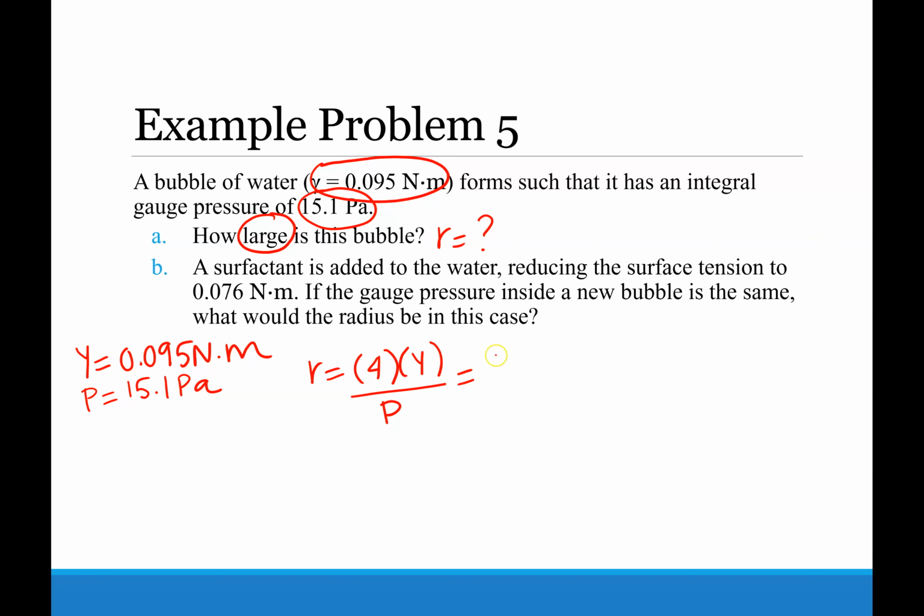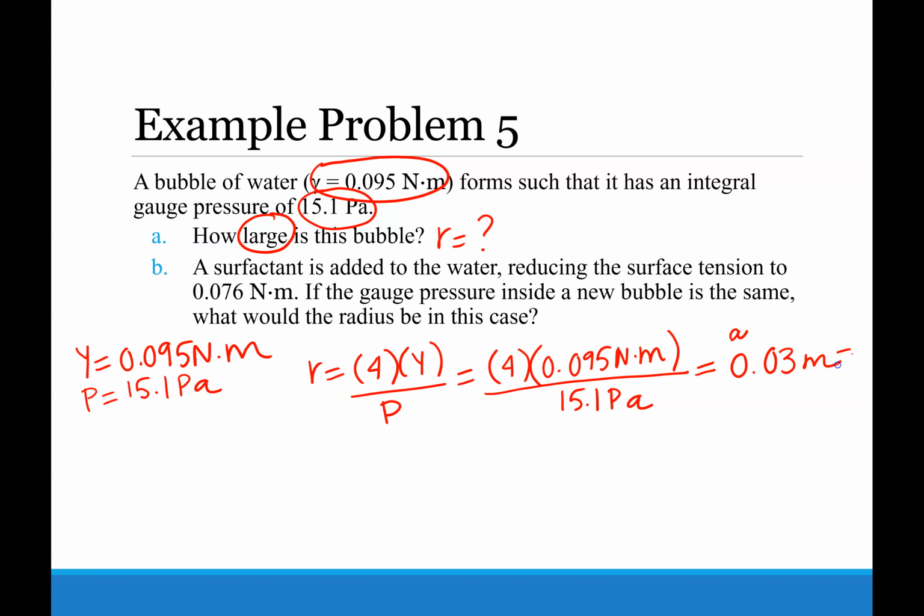So filling in what we know here, 4 times 0.095 Newton meters divided by the pressure of 15.1 pascals. And you can put it into your calculator just like that. So 4 times 0.095 divided by 15.1 is going to equal a radius of approximately 0.025, so 0.03 meters for question A. And that is going to be your radius.